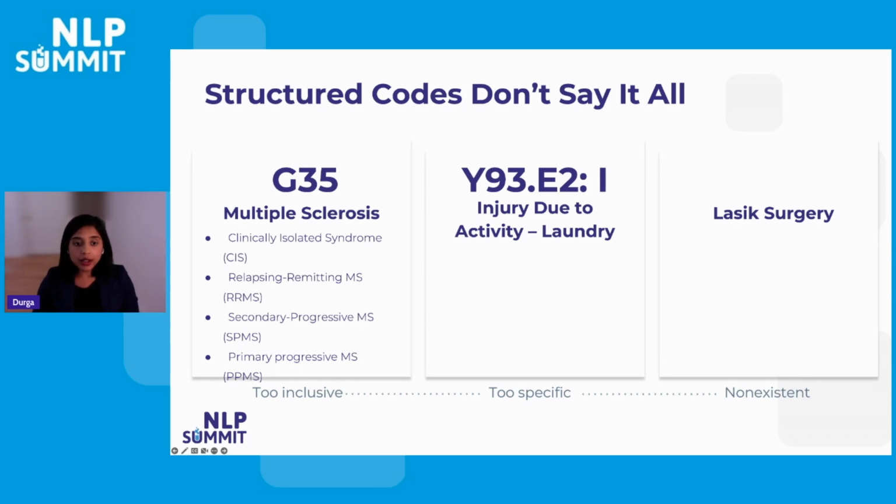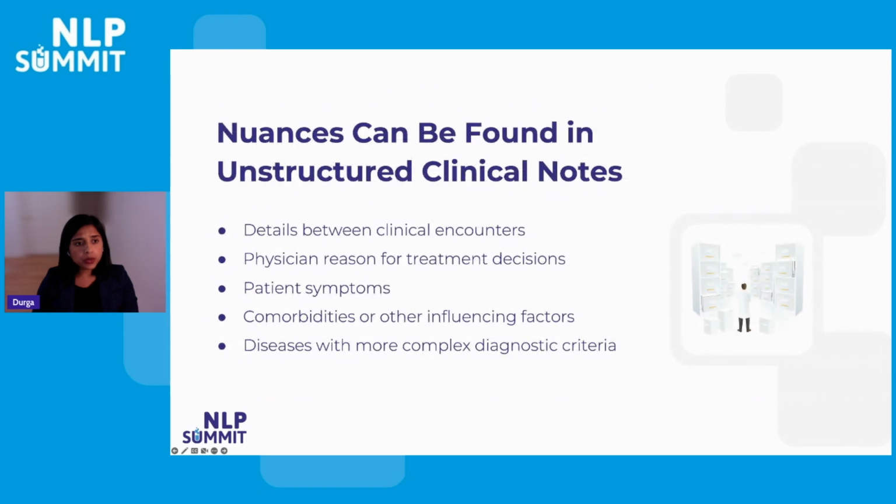Then we look at another ICD code, Y93.E2, and that's for injury due to an activity. The activity is laundry. That's clearly too specific to really understand anything about a patient journey. And then in ophthalmology, there are procedures like refractive surgery, specifically LASIK surgery, where the codes simply do not exist. So this is where we can really find nuance in the unstructured clinical notes.